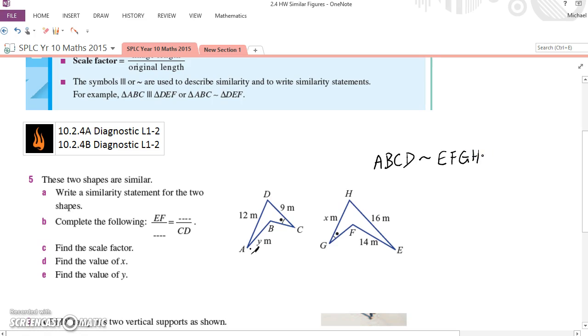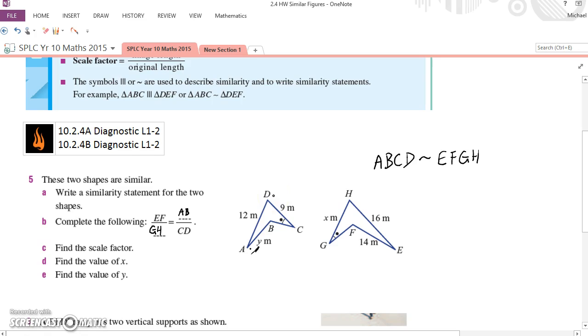Complete the following. EF over something is equal to something over CD. Well, what corresponds to CD? GH. So they're going to have to EF over GH. And what was the corresponding side to EF? That would be AB. So the proportions, if I take side length EF and divide it by GH, that'll be the same as AB divided by CD.